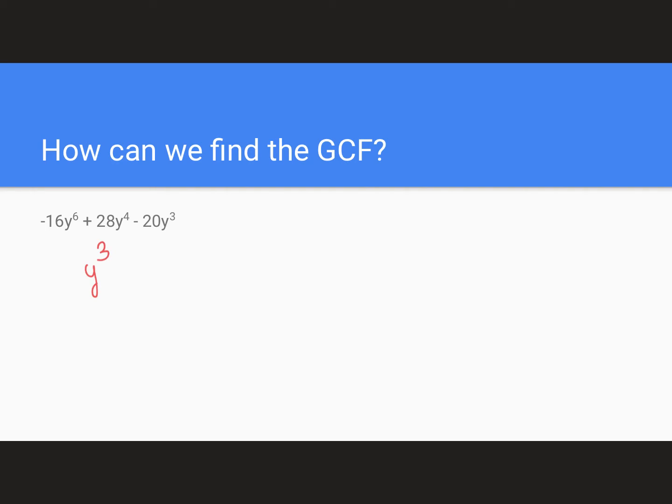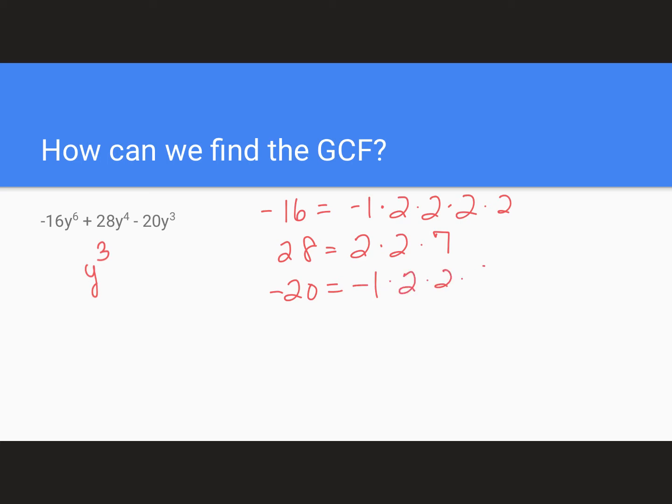So I'm just going to look at the numbers. Negative 16 is negative 1 times 2 times 2 times 2 times 2. 28 is 14 times 2, which is 2 times 2 times 7. And negative 20 gives me negative 1 times 2 times 2 times 5.